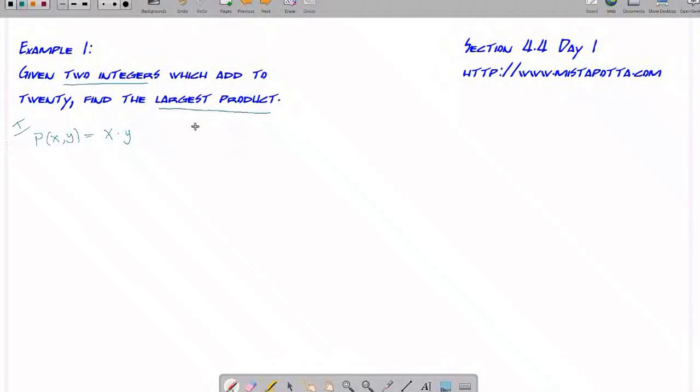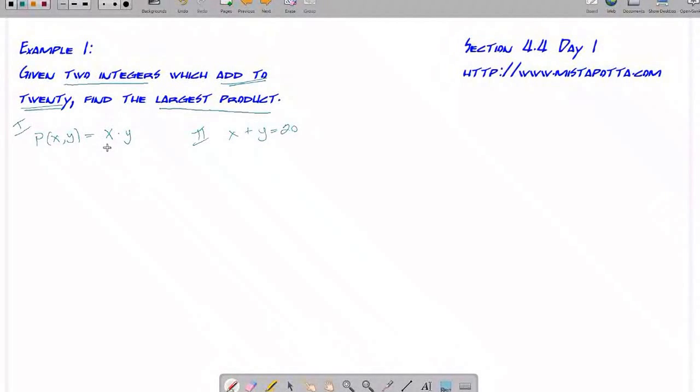Step 2 says that we're supposed to take our restriction. So what is the restriction we have here? Our restriction is that these numbers have to add up to 20. So in other words, I need that x plus y must be 20. That's my restriction. So I'm trying to determine, subject to this restriction, what the largest product is that I could find.